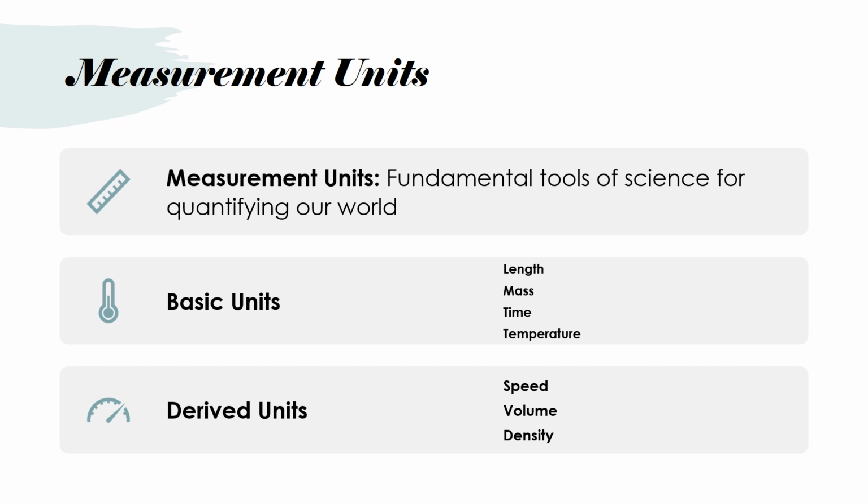Derived units, on the other hand, are a bit more complex. They're combinations of basic units. For instance, when we measure speed in meters per second, we're using a derived unit. Why is this important? Because understanding measurement units is like learning the language of science. It's how scientists from all around the world can communicate and understand each other's work. So, as we continue, keep these measurement units in mind. They're the cornerstone of scientific investigation.